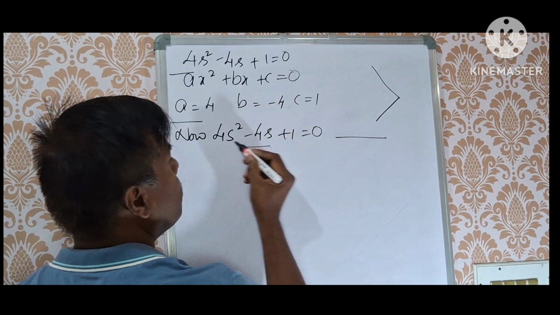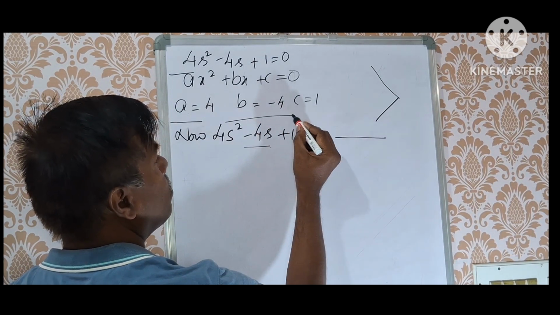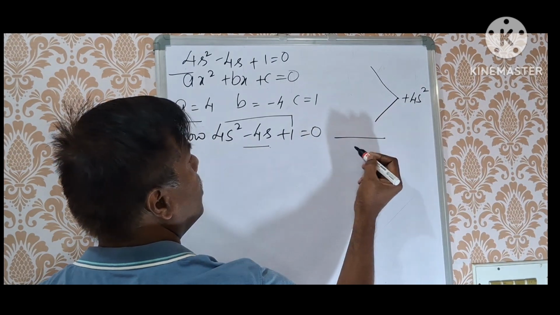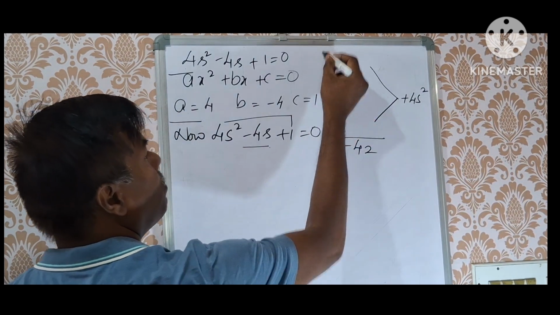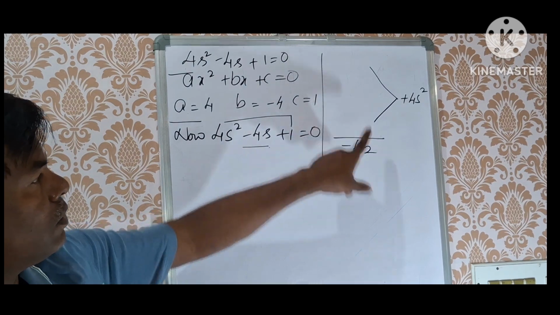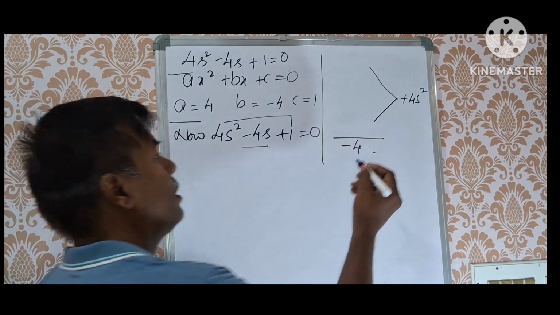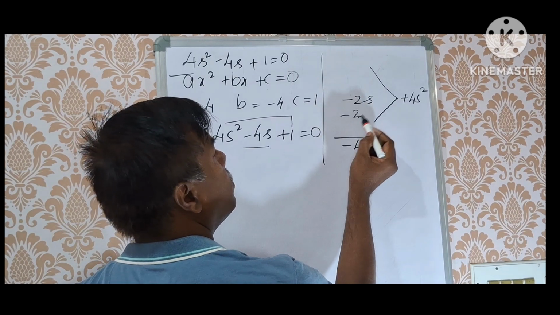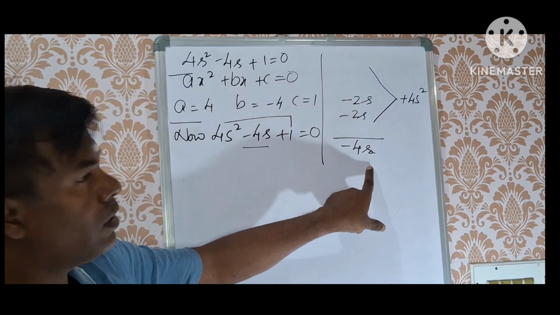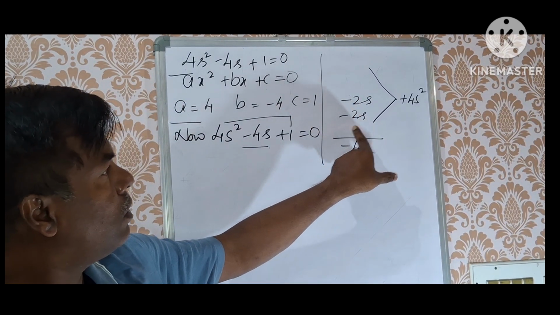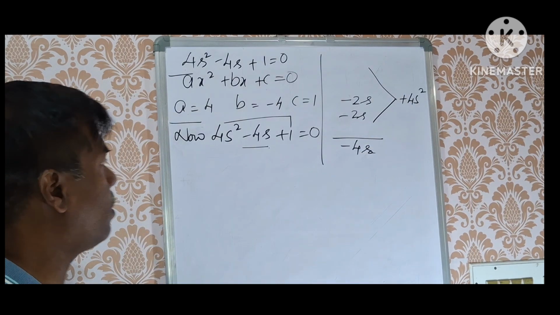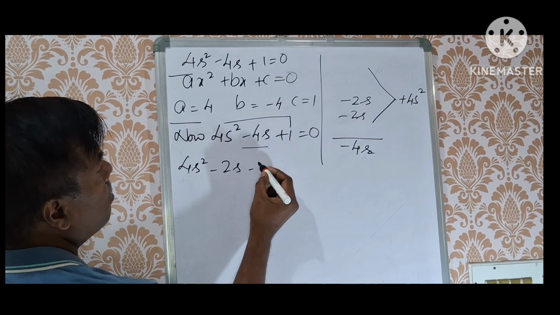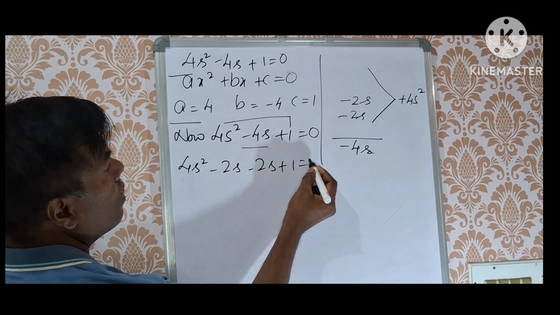and find the product of first and last term. What is the product of first and last term? 4x square. Middle term is minus 4x. Which are the terms which satisfy these two terms? Minus 2x and minus 2x. Minus 2x into minus 2x is 4x square, and minus 2x minus 2x is minus 4x. Therefore, 4x square minus 2x minus 2x plus 1 equals 0.